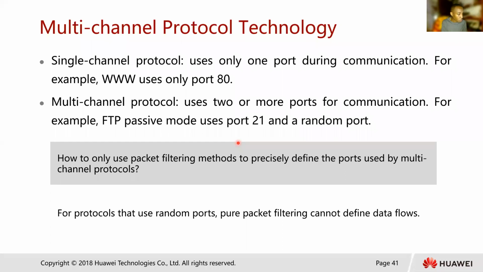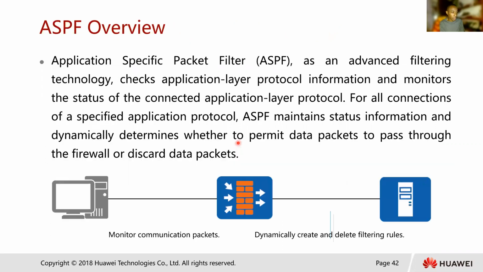So how do you only use packet filtering methods to precisely find the ports used by multi-channel protocols? Because, for example, FTP passive mode will choose port 21 and another random port. So for protocols that use random ports, pure packet filtering cannot be used for defining the data flows, because it will always deny what is required.